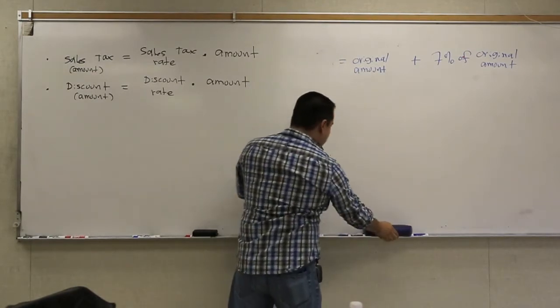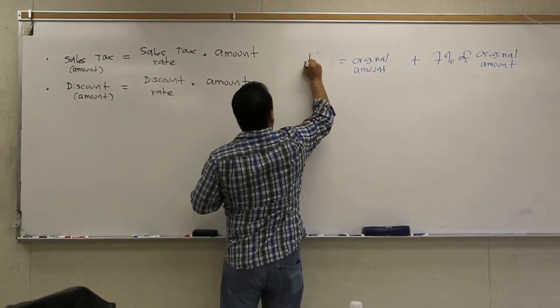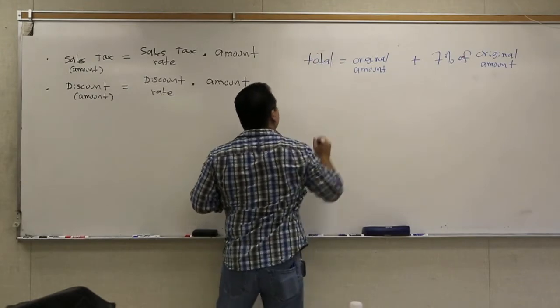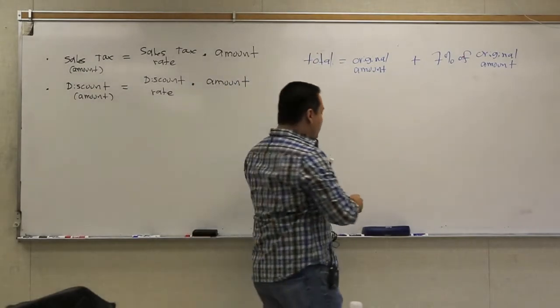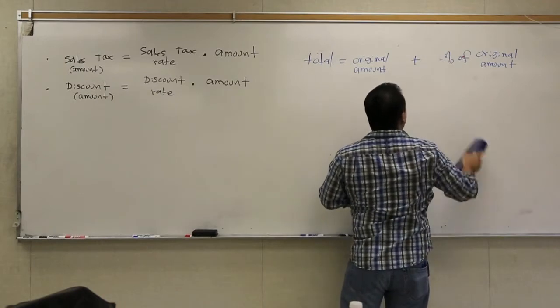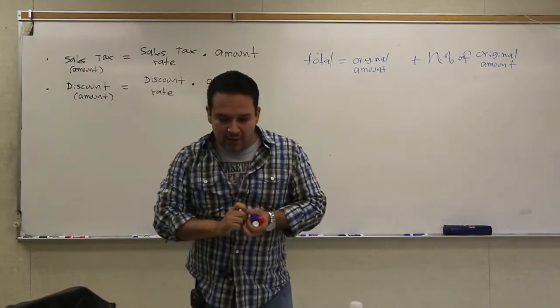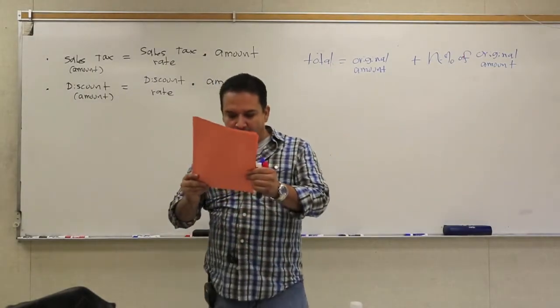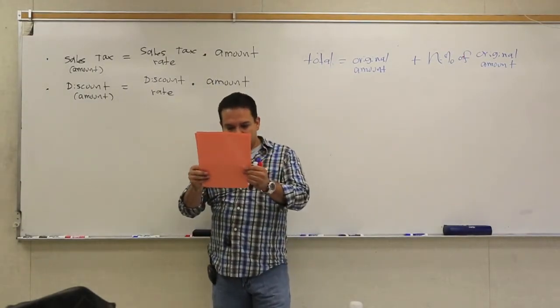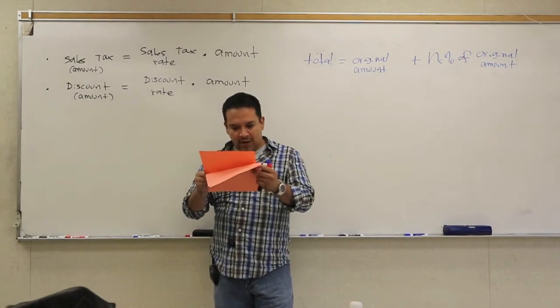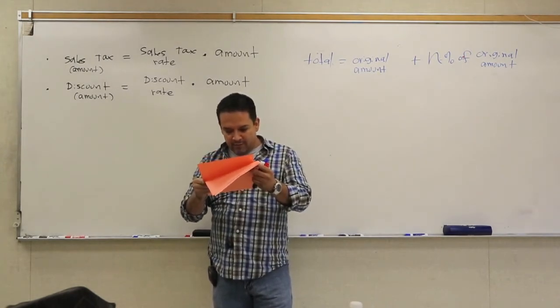Let me change this on you. And the model doesn't have to be 7%. It could be just n%. There was a homework question, a worksheet question. Well, let's start with that.